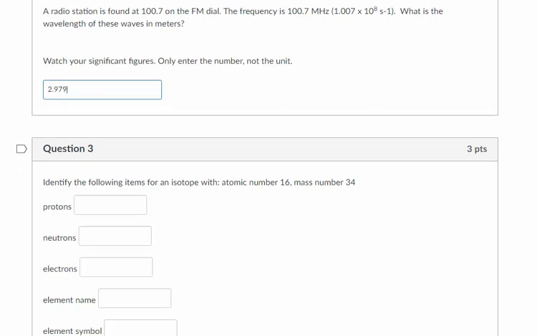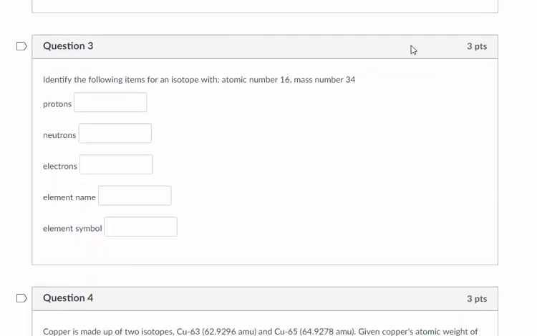We're going to end with 4 sig figs, since that specific problem says to watch your significant figures. So identify the items for an isotope that has an atomic number 16. That means I have 16 protons, and a mass number of 34. Well, my neutrons are going to be my mass number minus my protons. So I must have 18 neutrons.